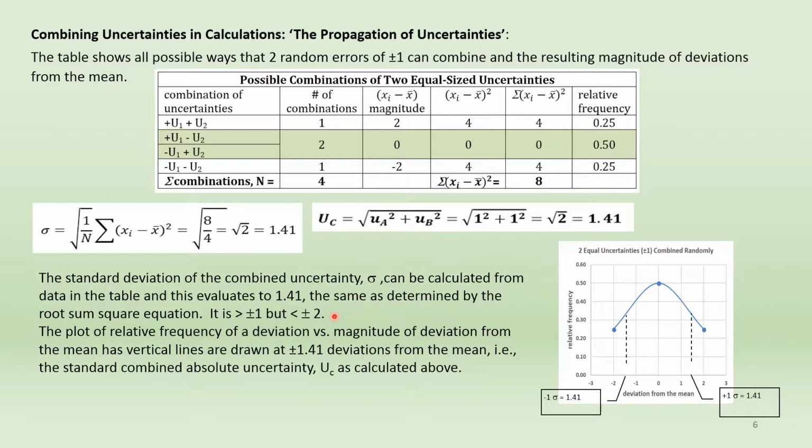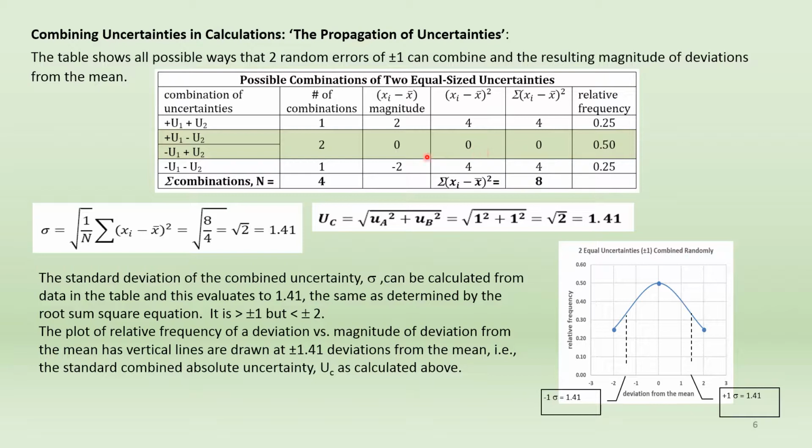We're going to plot the relative frequency of the deviations here on the y-axis versus the actual deviations. So let's go back to our graph. Notice that there's one possible combination out of 4. That's the relative frequency of 0.25, and the deviation in that case is plus 2. So I have the point here, deviation plus 2, and the frequency is 0.25. And then 2 of 4 possible combinations gives me a relative frequency of 0.5, and in that case the deviation is 0. So this point here is 0 deviation, and the frequency is 0.5.